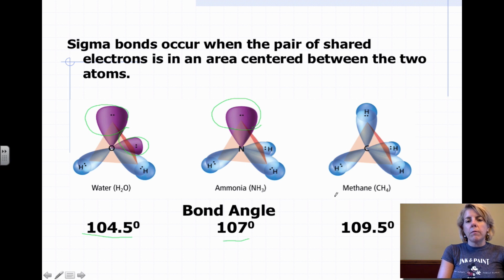And then lastly, we have no lone pair of electrons, and we get the greatest degree of separation. So what this is telling you is that the more lone pair electrons you have, the more repulsion you have, and the more limiting of the bond angles you have because of that.